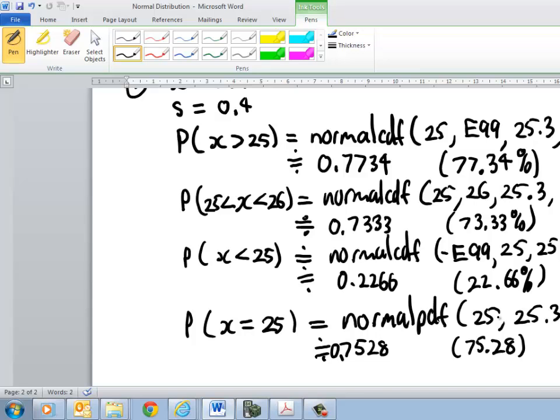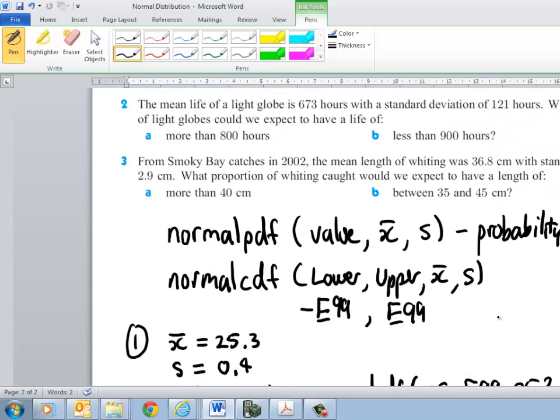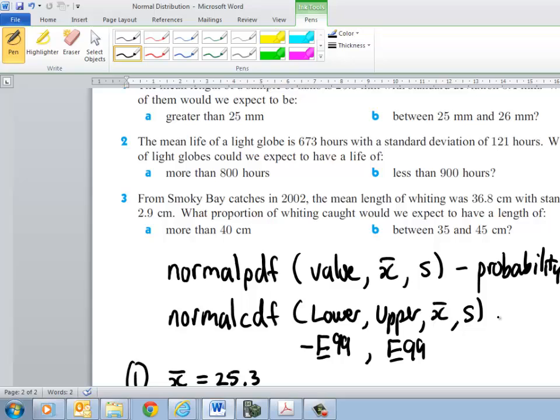The normal distribution stuff is pretty easy, and I know you did it last year, so you shouldn't have too many problems with it. But if you do, make sure you catch me in class.